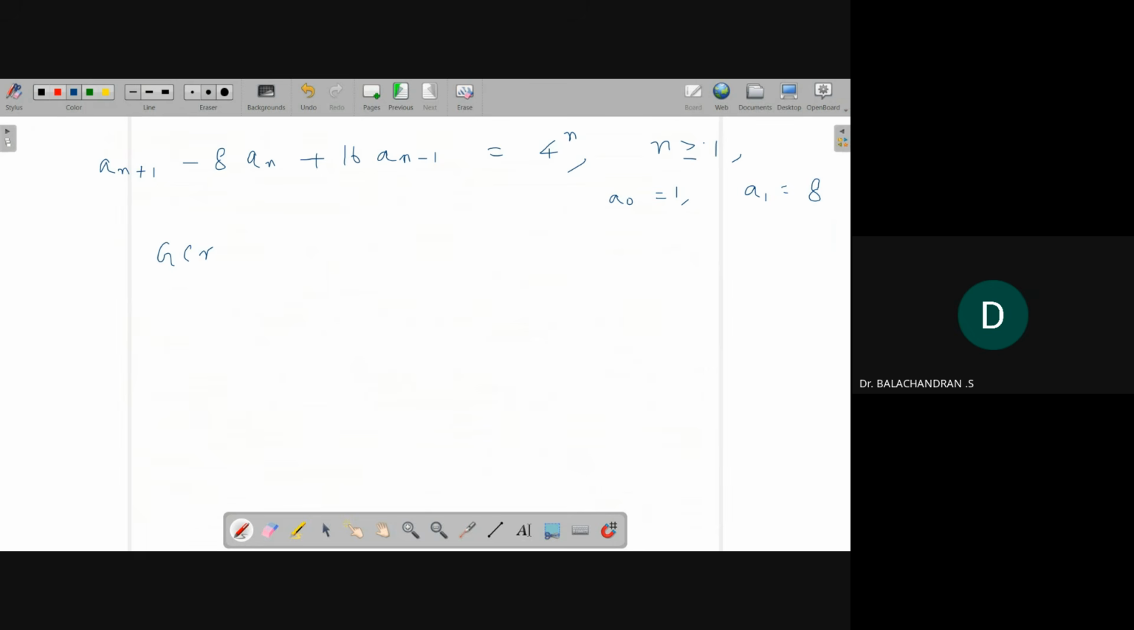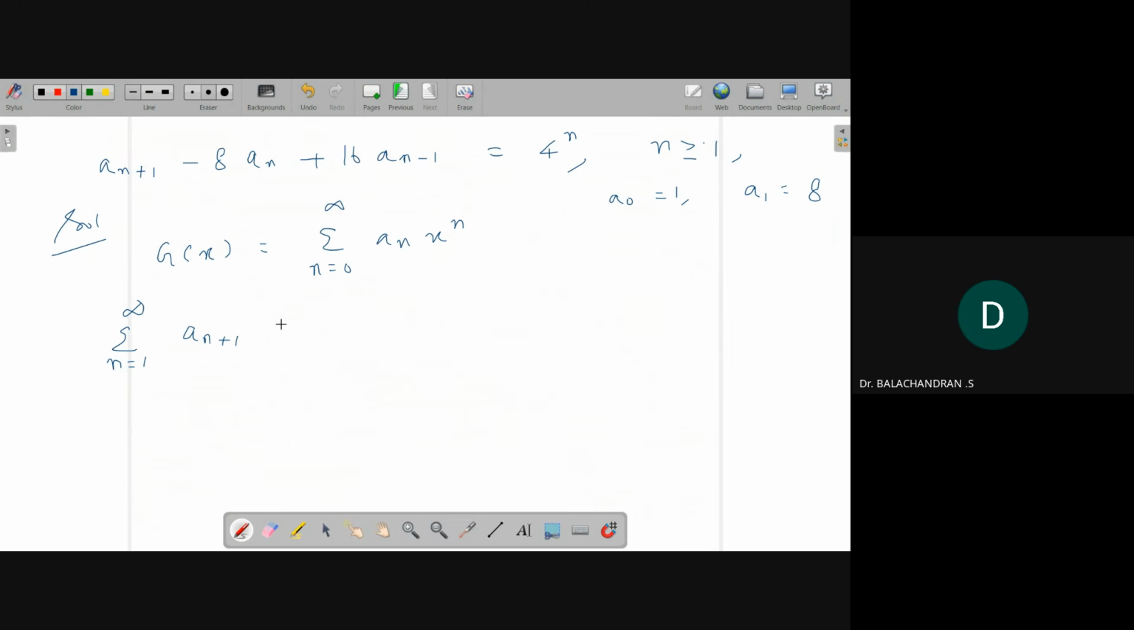What is g of x? The generating function, n equal to 0 to infinity, a_n x power n. So write everything in the left hand side and multiply by what? x power n, and taking the summation n equal to what? 1 to infinity. So I'll do it everything in a single step.